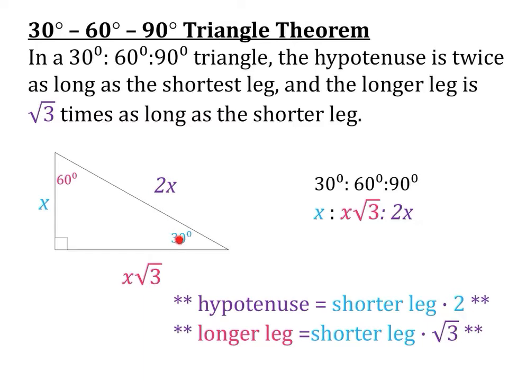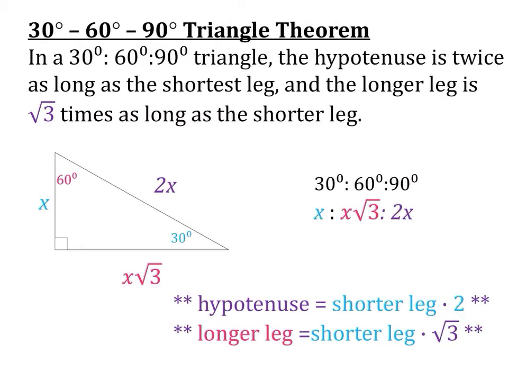So the smallest angle is 30, and it's directly across from the shortest leg, which we'll label X. Your hypotenuse is always the longest side, and it's across from the right angle. And it is twice the length of the shortest leg. Always, always. And then your longer leg is exactly square root of 3 times as long as the shortest leg. So everything's in relationship to that shorter leg.